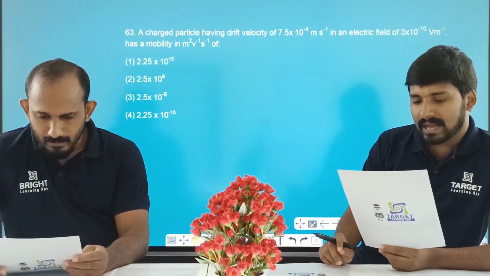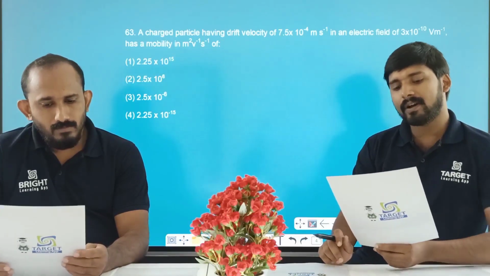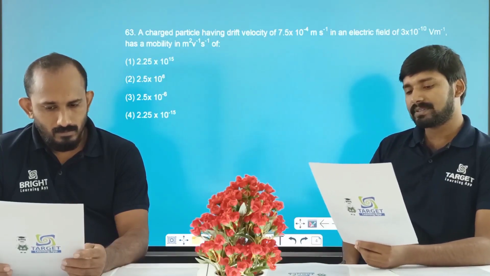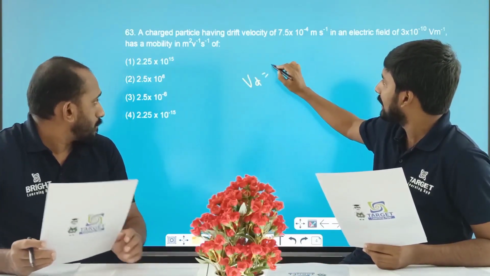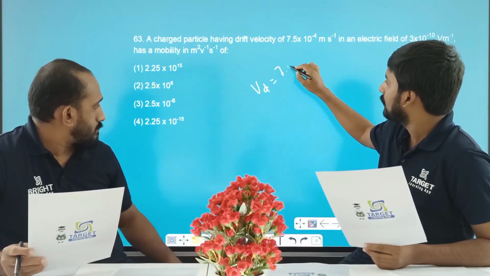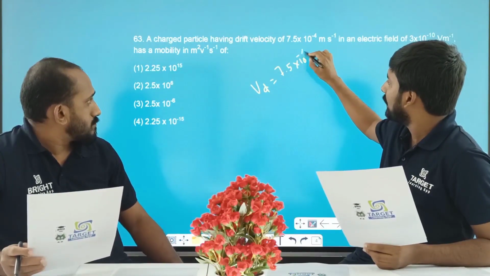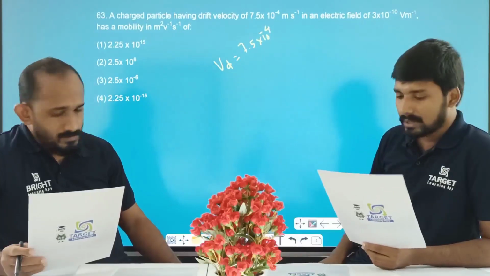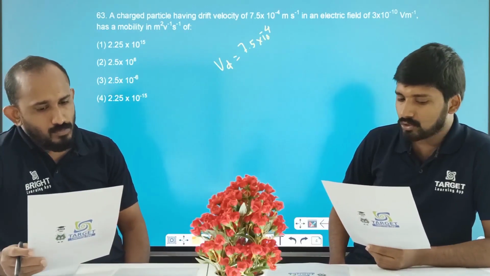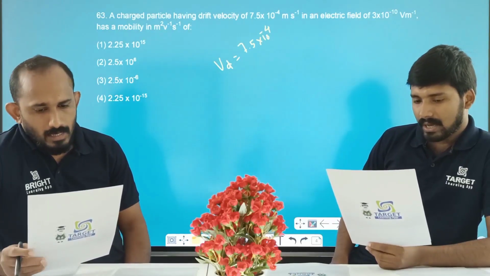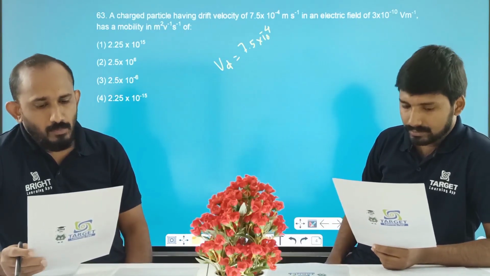A charged particle having a drift velocity of 7.5 into 10 raised to minus 4 meter per second, so VD is 7.5 into 10 raised to minus 4. Now, in an electric field of 3 into 10 raised to minus 10 volt per meter, it has a mobility. You have to find the mobility.